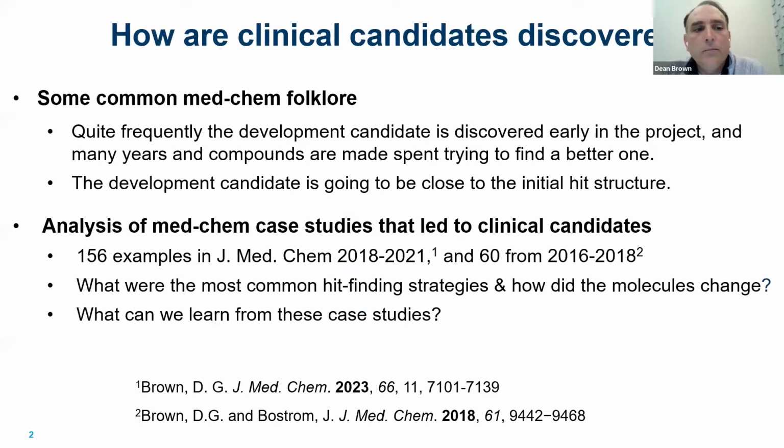With that backdrop, some of the things I've been told in my career are shown in the first top bullet points. Maybe you have been told them as well. One is that quite frequently the development candidate is discovered early in the project, and you spend many years and many compounds trying to find a better one. Another part of that, which has been told to me before, is that your development candidate is usually pretty close to your hit structure, right? As a spoiler alert, I don't have an answer to this first bullet point. I hope you can see my mouse.